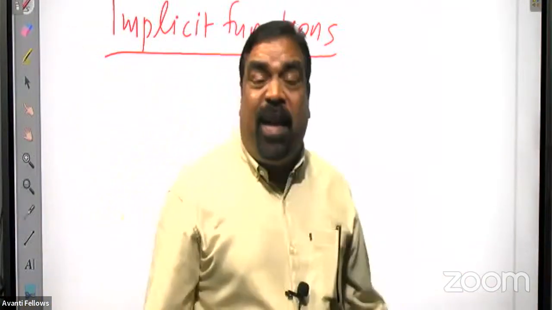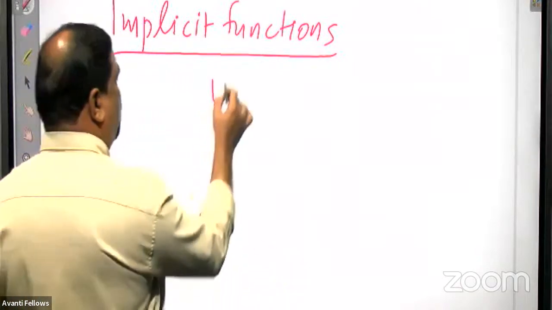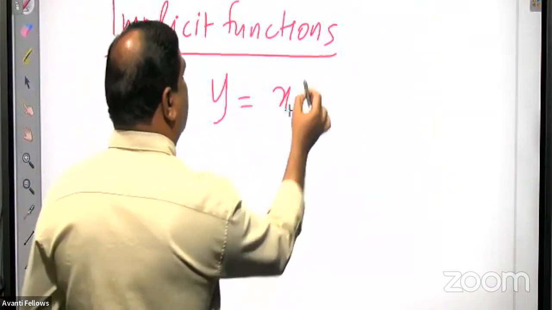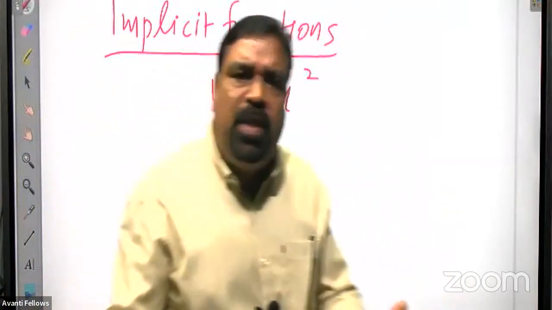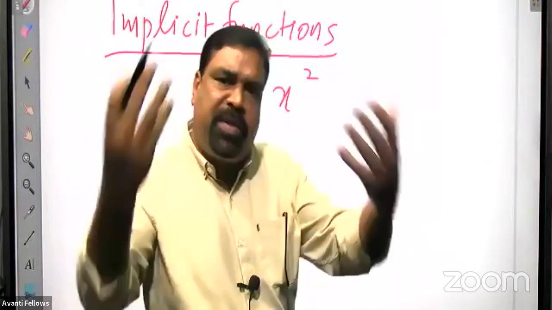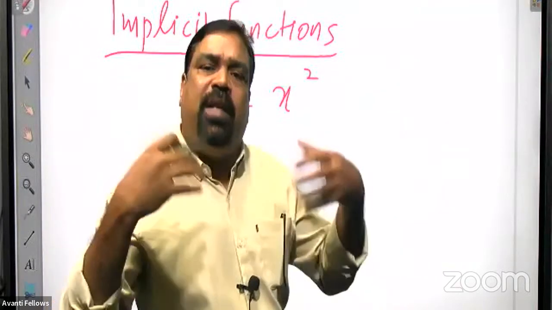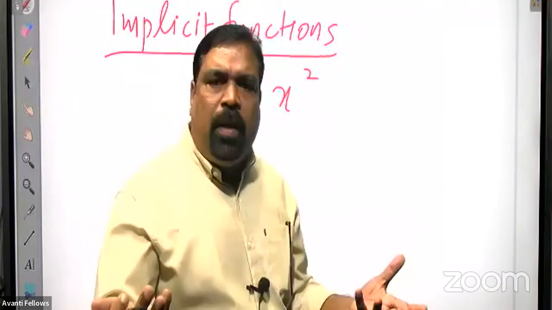Implicit functions and explicit functions. So far we have discussed the functions which are very clearly expressed in terms of x. Here y is explicitly expressed in terms of x. Y equal to x square, y equal to e raised to x, y is equal to sine x, y equal to sine of cos x, whatever it may be.